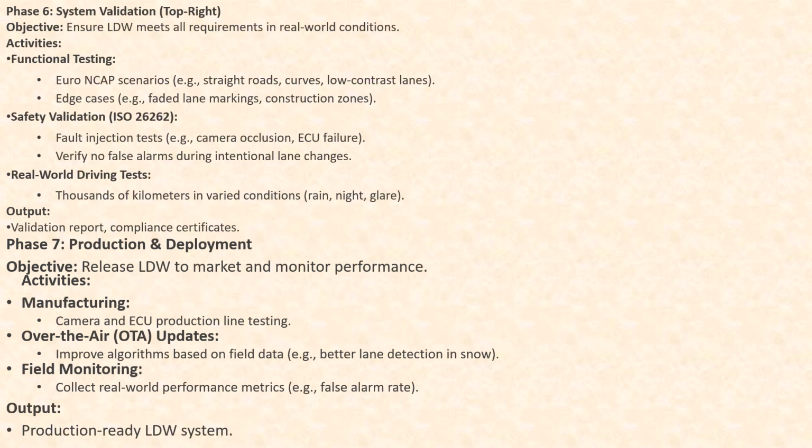Now once the unit testing and integration testing is completed, then we come to the system validation. In the system validation, for the LDW, you ensure that it meets all the requirements in real world conditions. Now this word is important, real world conditions. Okay, and in the system validation, again you have some tests like straight roads, curves, low contrast lanes, to ensure that all the NCAP scenarios are covered. That is ensured here, and all these NCAP scenarios include straight roads, curves, and low contrast lanes.